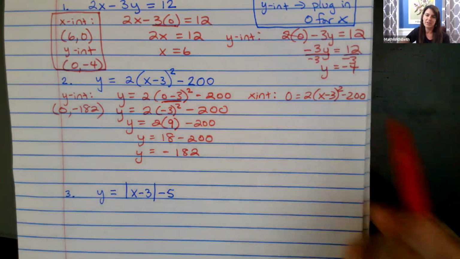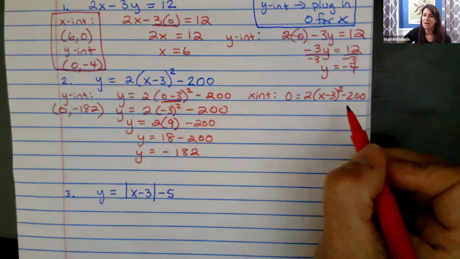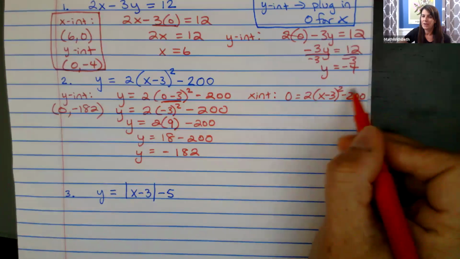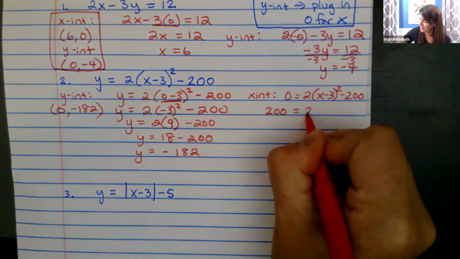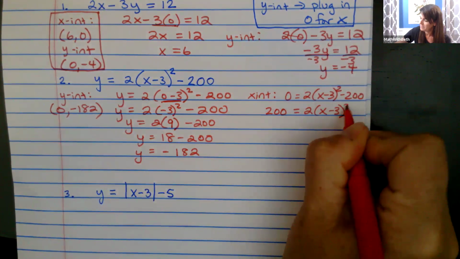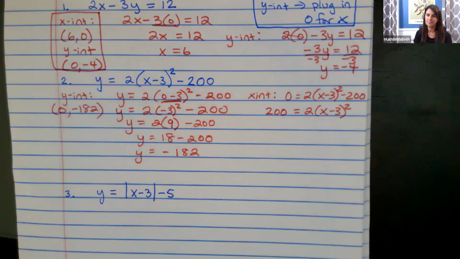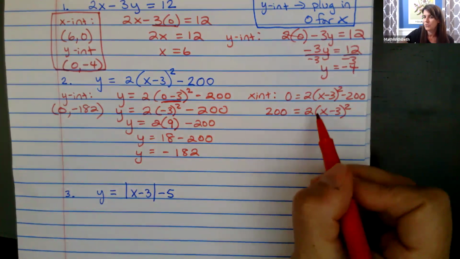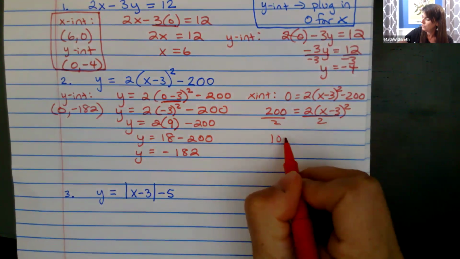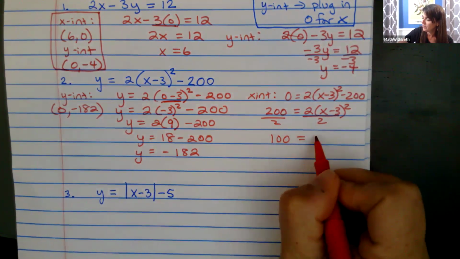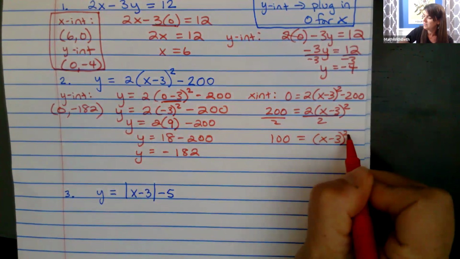I need to move everything but the x to the other side. How do I do that? First, get rid of anything out here being added or subtracted. So I'm going to add 200 to both sides. But now we're here. Now I need to get rid of that 2 that's on the outside. So I divide both sides by 2 to get 100 equaling all of this.